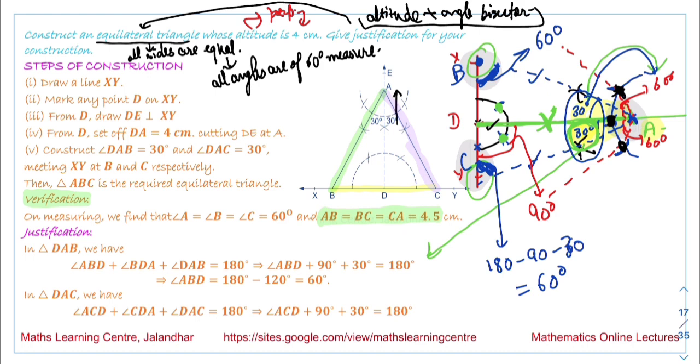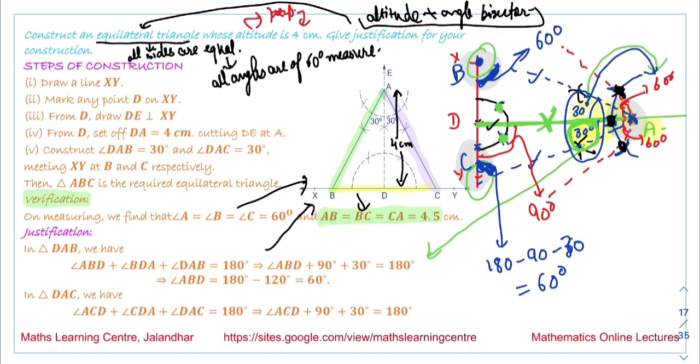Altitude means we are talking about this length, it is 4 centimeter, and the rest of the sides we have obtained from this, and we have verified over here, justified over here, that these angles at A, B, C are of 60 degree.